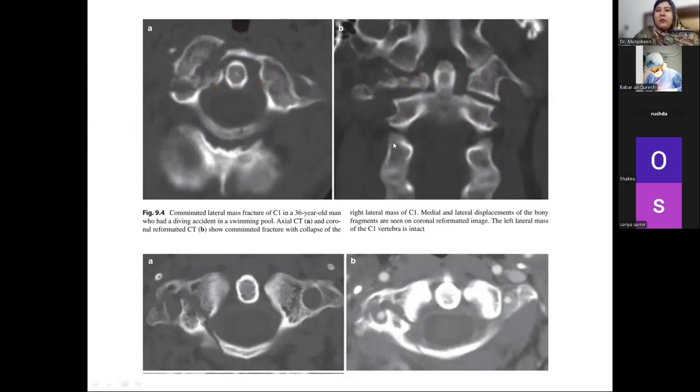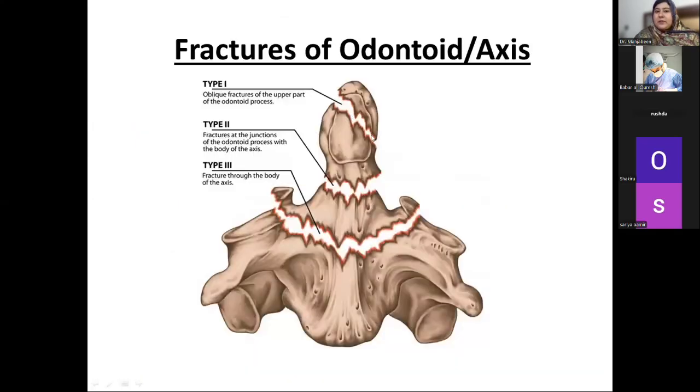Okay, so we have seen the atlas fractures, the Jefferson fractures. Now coming on to the odontoid fractures. The odontoid process can have three types of fractures. The one that involves the tip is the type 1 fracture. The one that involves the base of the odontoid is the type 2 fracture, and the one that goes through the body of the axis is known as the type 3 fracture.